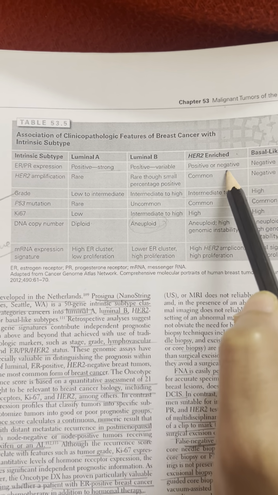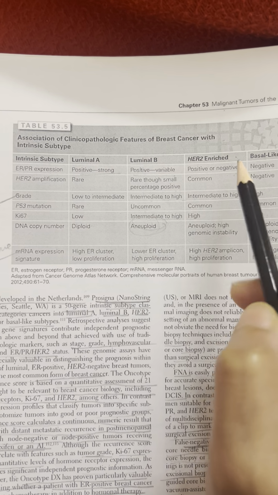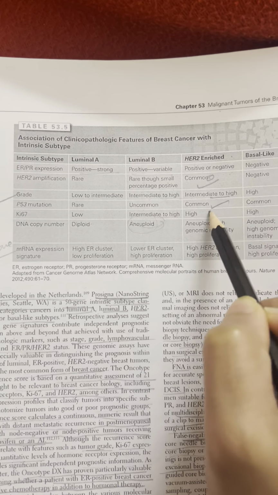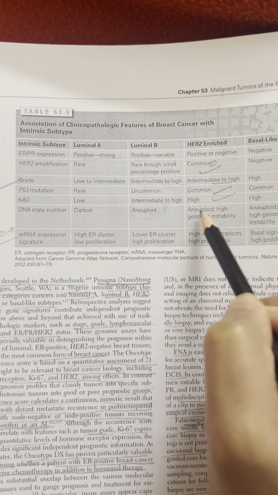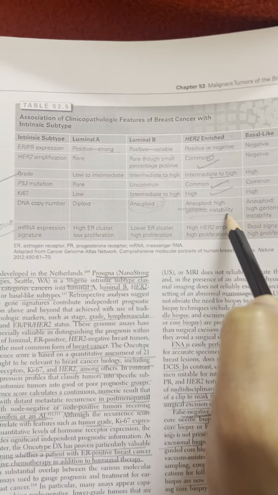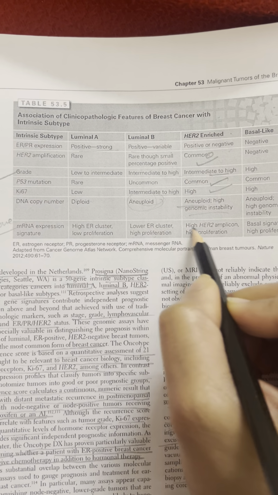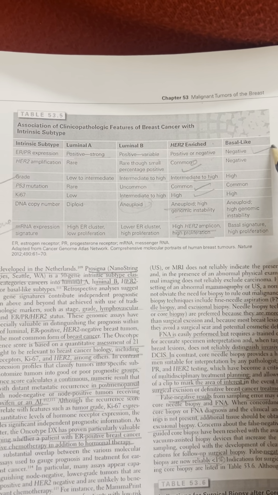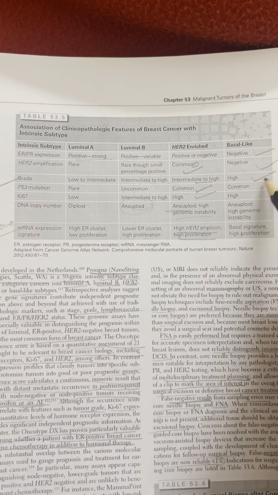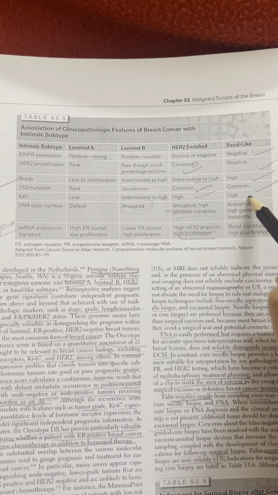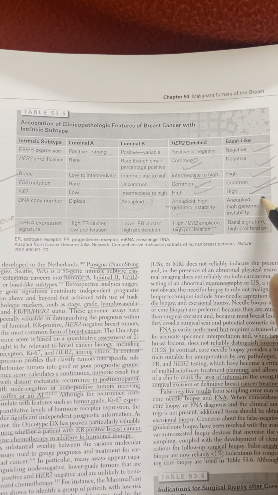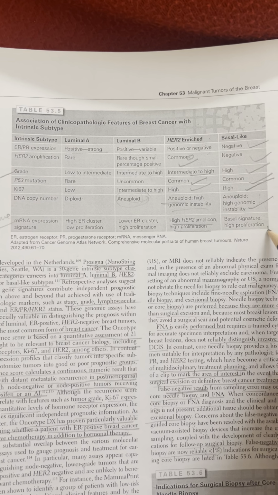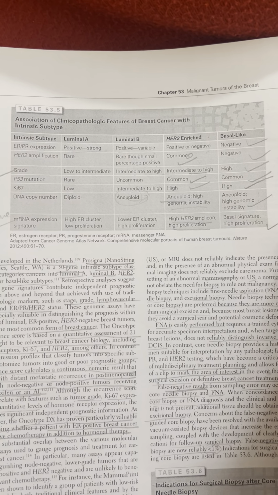HER2 enriched is positive or negative for ER/PR expression. HER2 is common, and there is intermediate to high grade. P53 mutation is also common, Ki67 is high, and DNA copy number is aneuploid with high genomic instability. The mRNA expression signature is high HER2 amplification and high proliferation. Basal-like is negative for ER/PR, negative for HER2, high grade, common P53 mutation, high Ki67, aneuploid, high genomic instability, and the mRNA expression is a basal signature with high proliferation. Thank you.